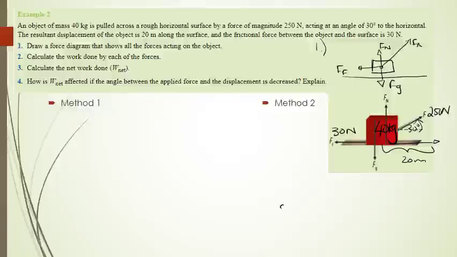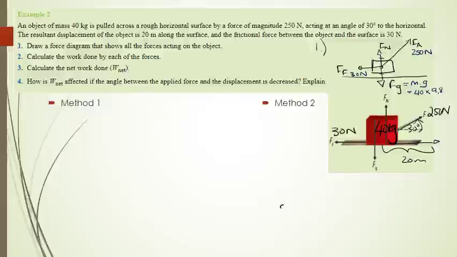Now, if we look at this, let's add in the information that we know. We know that our frictional force is 30 newtons. We know that our applied force is 250 newtons. We know that our gravitational force is mass times gravity, which you can write as 40 kilograms times 9.8. And my normal is equal to my gravitational force.